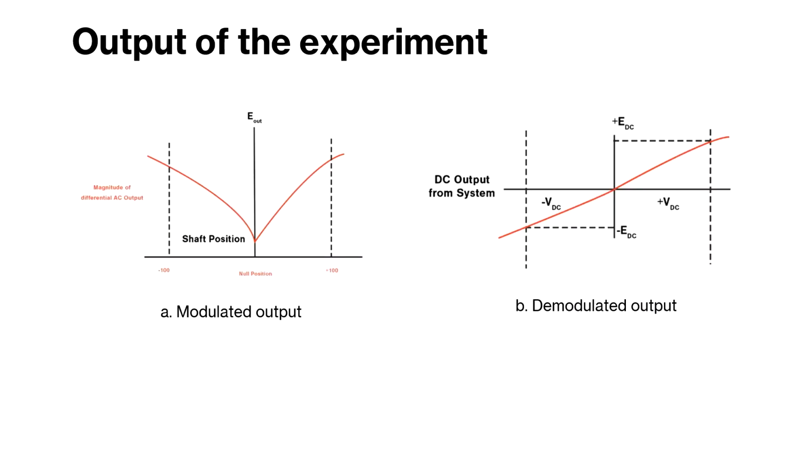So this is the output of the experiment. On the left side, you can see the modulated output. On the right hand side, you can see the demodulated output. As I said, the modulated output will help us to know the null point, that is the residual voltage, and the linearity range, like in what range we'll see the linearity between the input and the output. And on the right hand side, there is a demodulated output graph, which will help us to know whether the core is moving on the left hand side or on the right hand side, that is to the positive direction or to the negative direction.